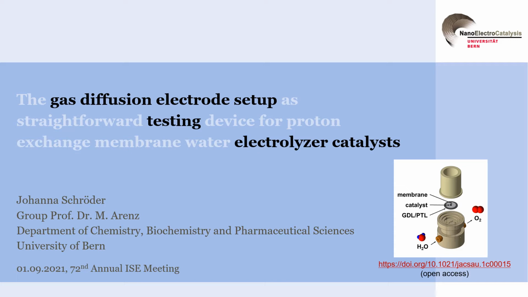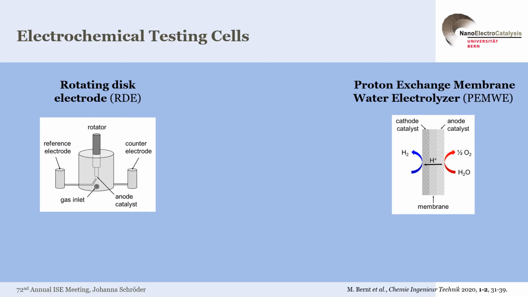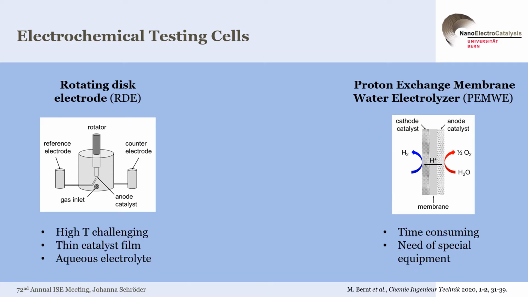Today I will talk about my recent publication about the gas diffusion electrode setup for testing catalysts of electrolyzers. Electrolyzer catalysts are normally tested in rotating disk electrode setups in fundamental research, or, as comparable to the real device, the PEM electrolyzer, in membrane electrode assemblies. The use of both setups, however, includes some challenging aspects.